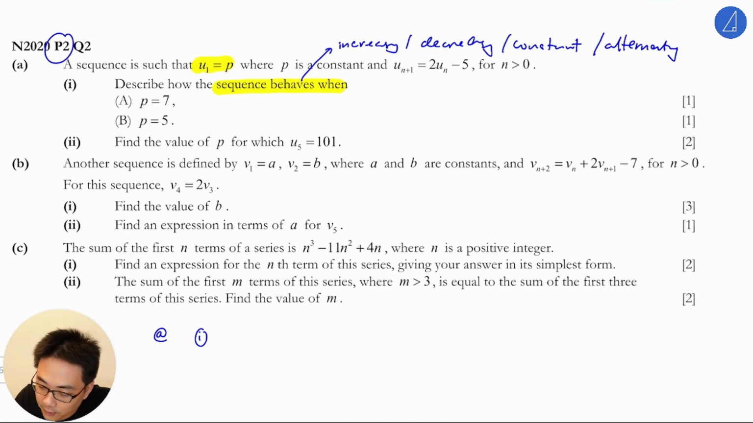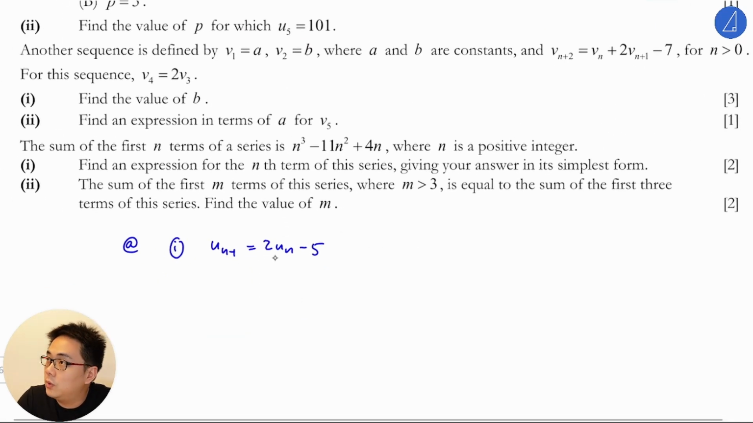So if Un plus 1 is equal to twice of Un minus 5, you must understand that to get my Un plus 1, my next term, I take my current term, twice it, and then minus 5. Just note, this is not an AP because you twice the current term minus 5. Okay, twice minus 5, twice minus 5.